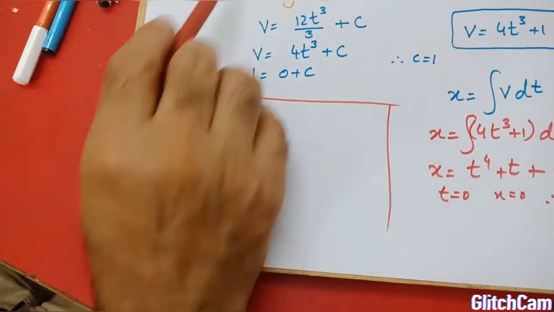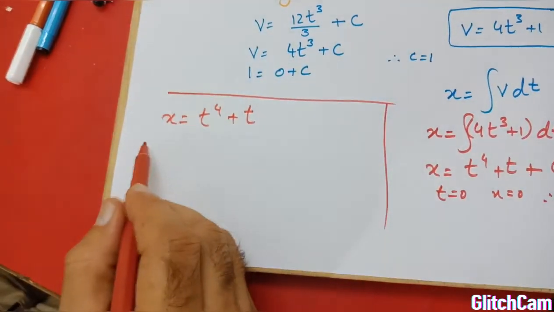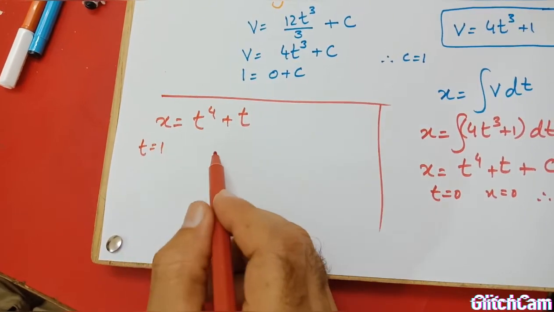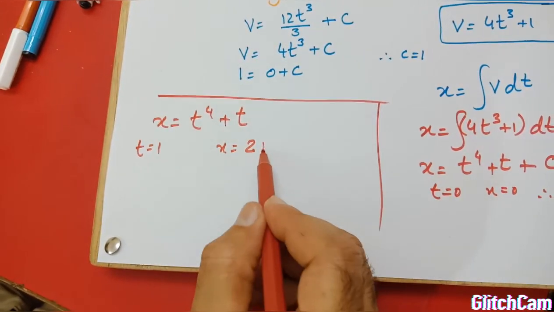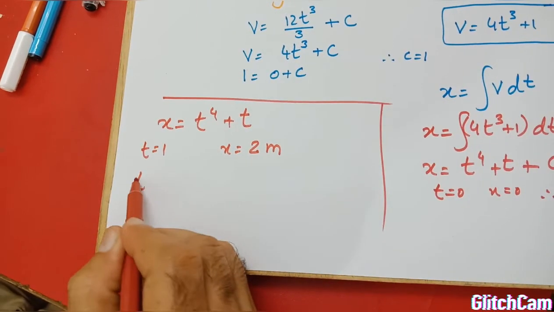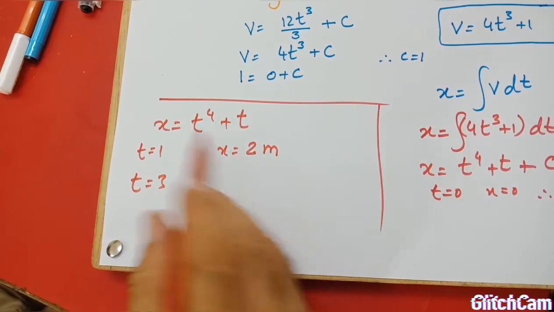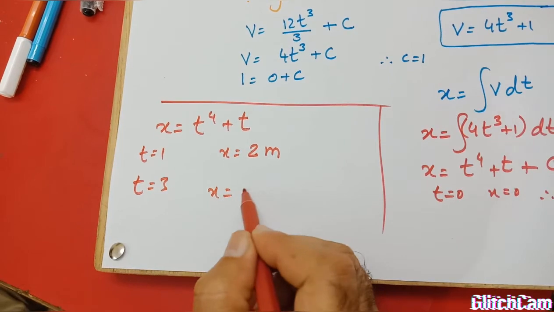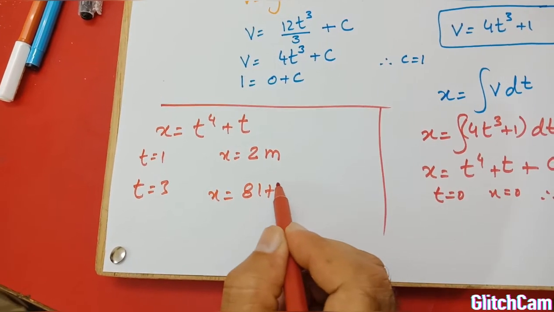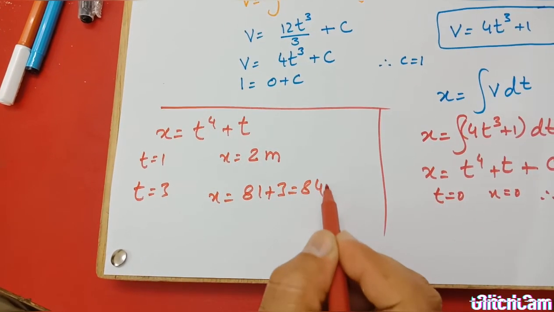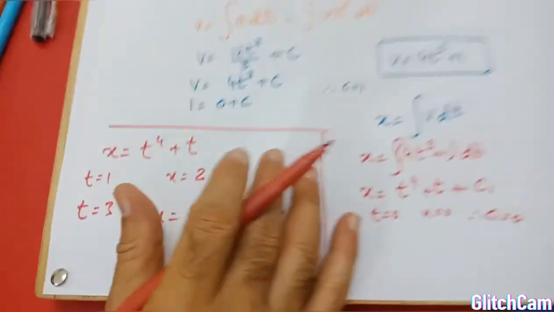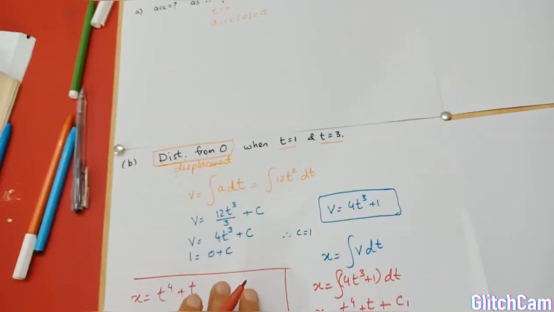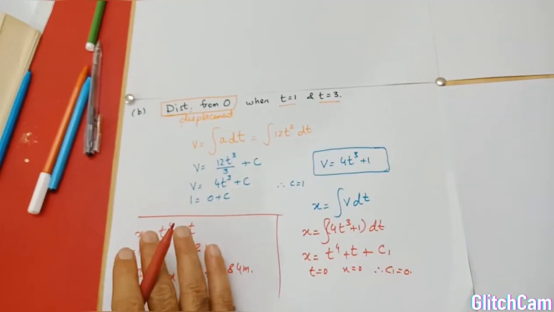Now he says find the displacement when the time is 1. So when time is 1, you put 1 here, and the displacement is going to be 2 meters. When the time is 3, you put 3 here, that is going to be 81 plus 3, which is 84 meters.